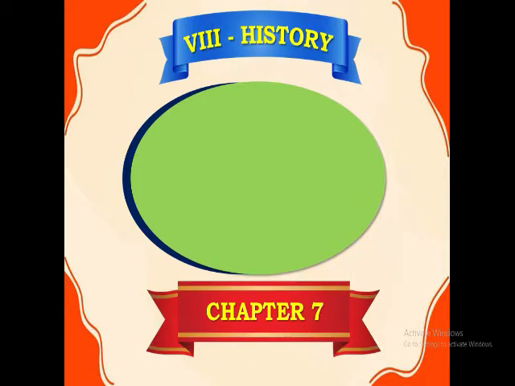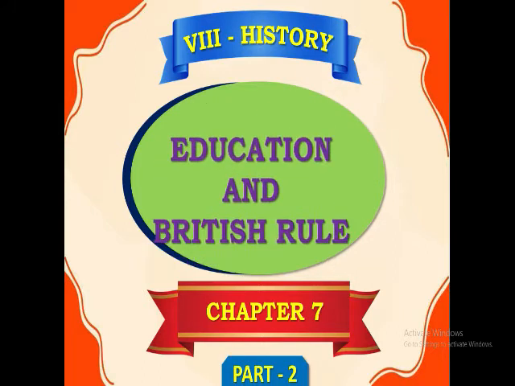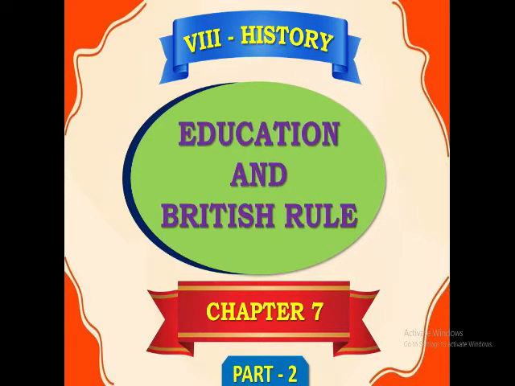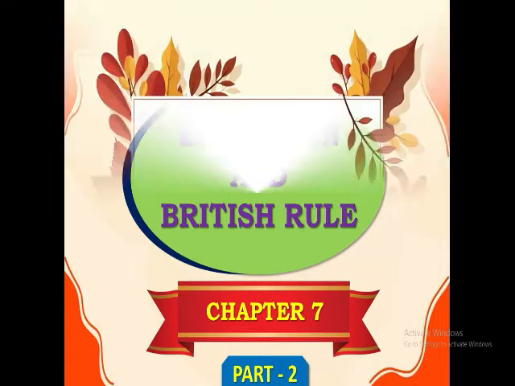In this video, we are going to see the 8th history, chapter number 7, part 2, that is Education and the British Rule. In our last video, we learned part 1 of this chapter, Education and the British Rule. Now we are going to see part 2 of this 7th chapter, children. So let's go to the video.